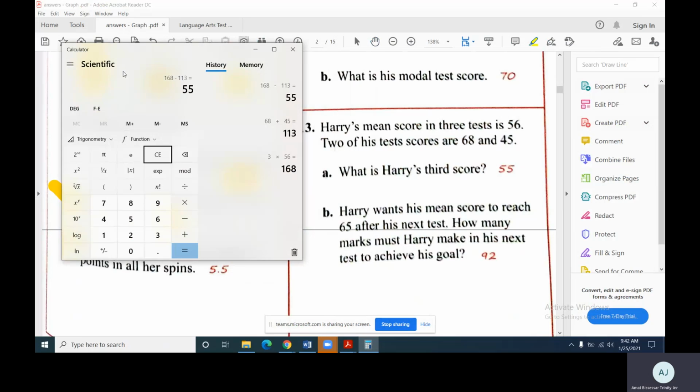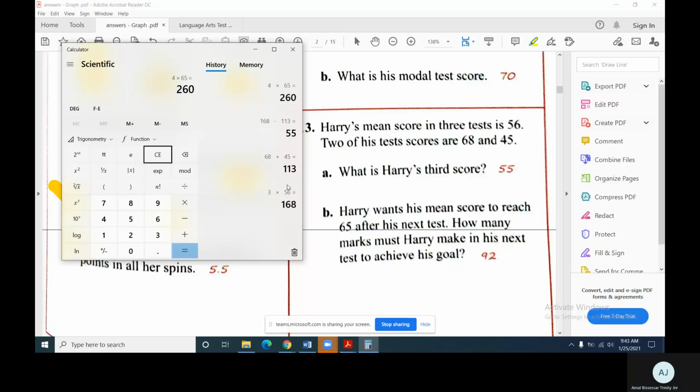Harry wants his mean to reach 65 in the next test. How much marks should he get in the next test? Now, when he did the first 3, it's 168. Keep that in mind. So he does a 4th test. He has to get a mean of 65. So when you add up the 4 tests and you divide, you're supposed to get 65. So what is he supposed to get?